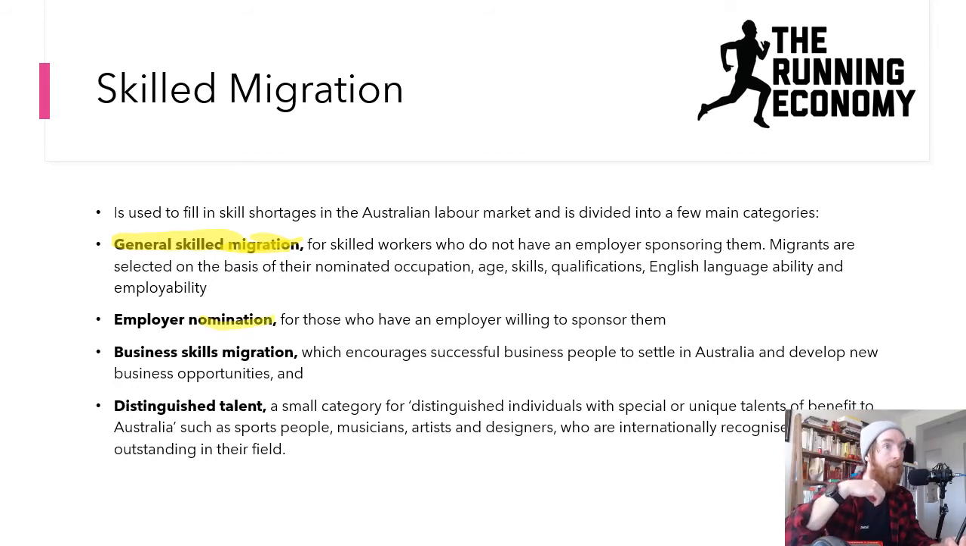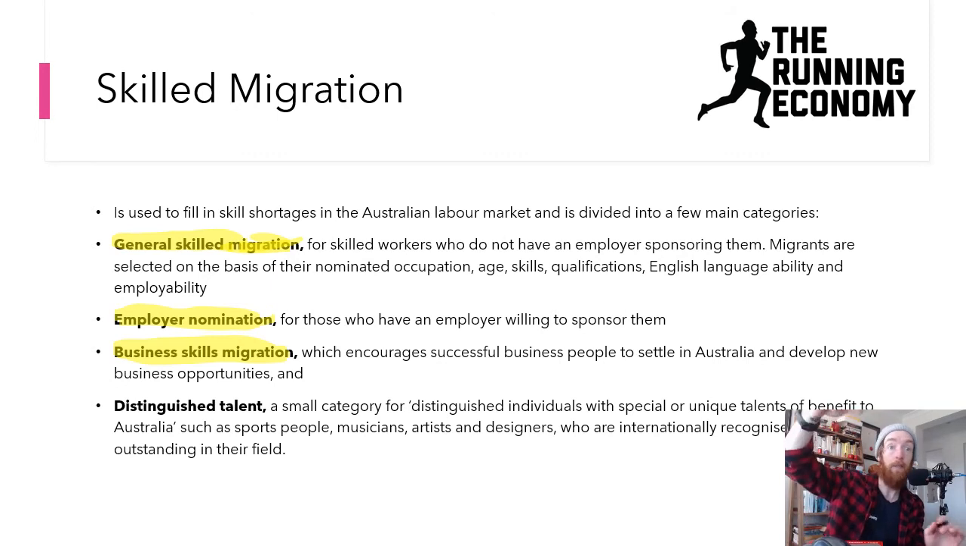There's employer nomination, which is for an employer willing to sponsor someone from overseas to come in and fulfill a vacant spot that they need to fill in their business. There's business skills migration, which encourages successful business people to settle in Australia and develop new business opportunities. This is kind of us trying to dangle a carrot to business people from overseas, being like, hey, come start a business in Australia, employ some Australian people, and then make us more productive here.